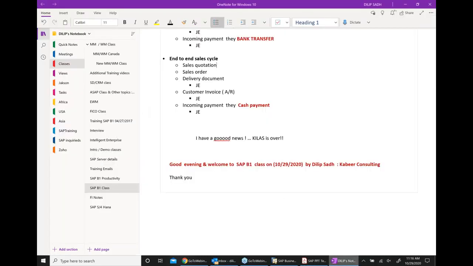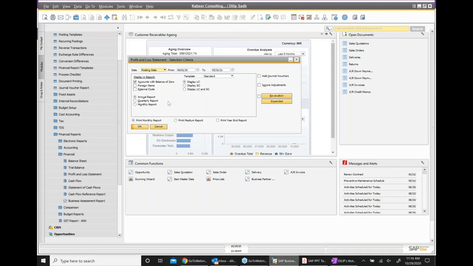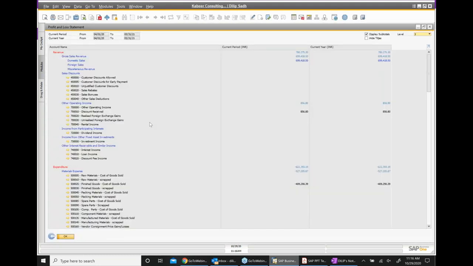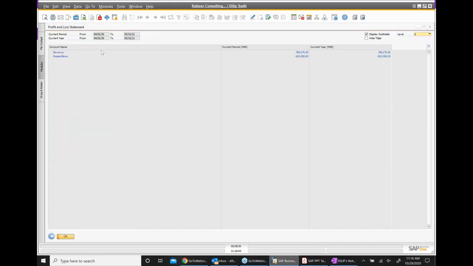So here we go to profit and loss. We go to P&L. So here we have profit and loss. And here we can also see this is level 1: expense and revenue. This is my revenue, this is my expense. Then level 2.